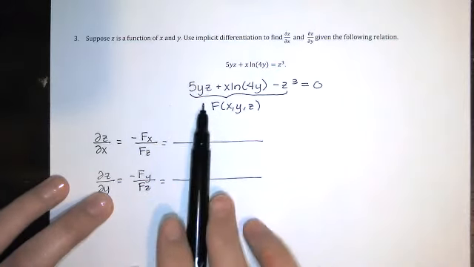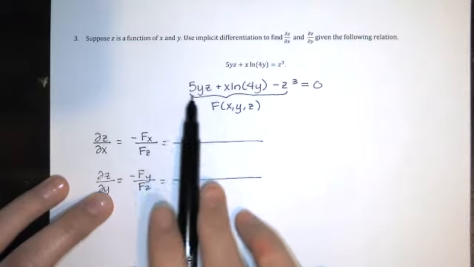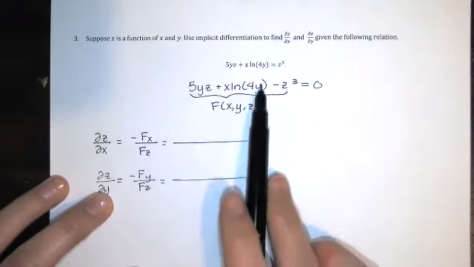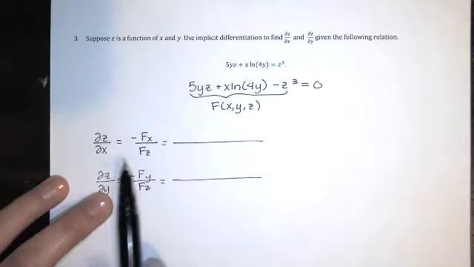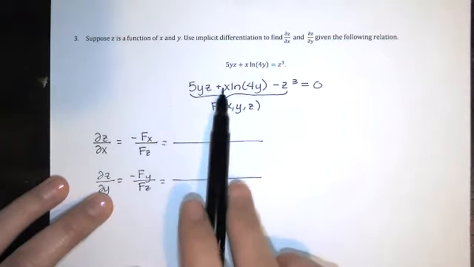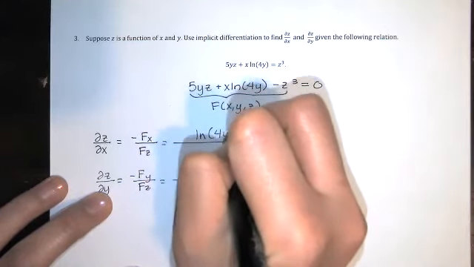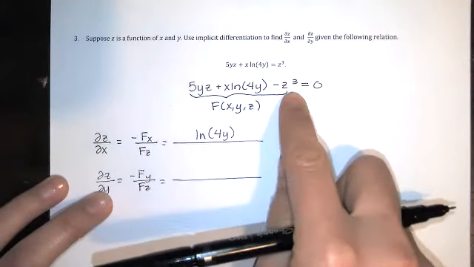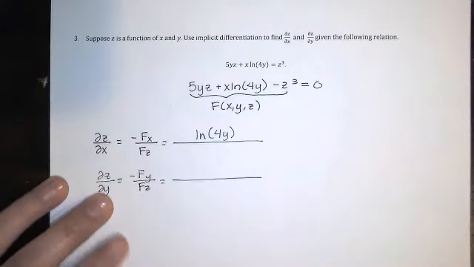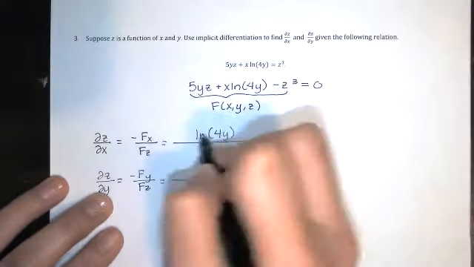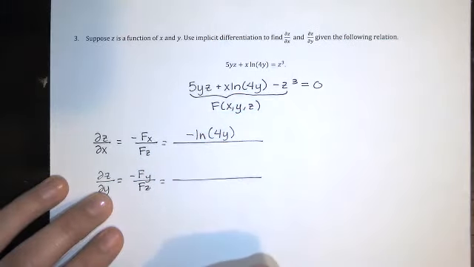The partial of f with respect to x: there are no x's there, so that's 0. This is a constant times x as far as we're concerned. The derivative of a constant times x is just the constant. And that doesn't have any x's in it. So the derivative of that with respect to x, if y and z are constants, is 0. So we end up with a negative natural log of 4y in the numerator.